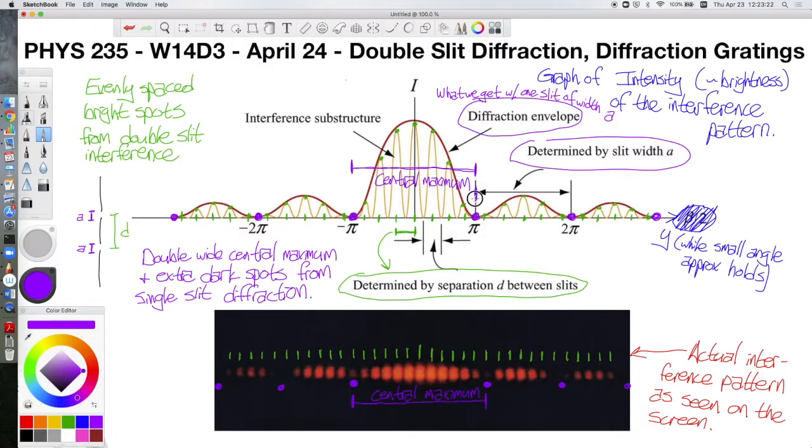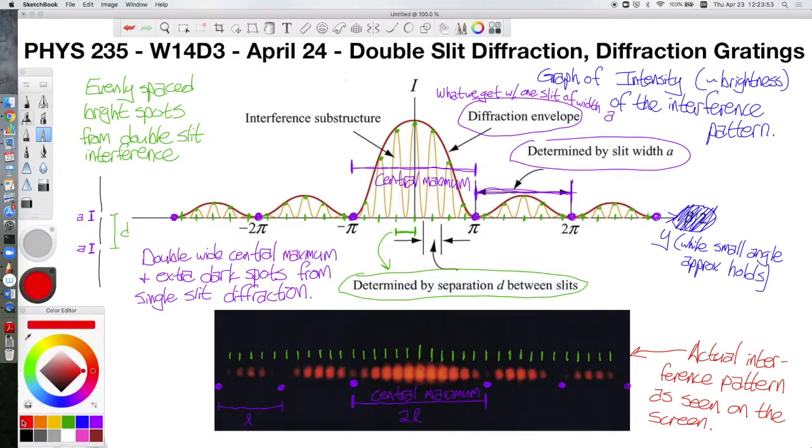So this distance here from one minimum to another of the single slit diffraction pattern is determined by the width of the slits, as is the width of the central maximum. And the central maximum is always twice as wide as the dark spots are spaced later on. So if we called this distance, say, L, then the central maximum is 2L wide.